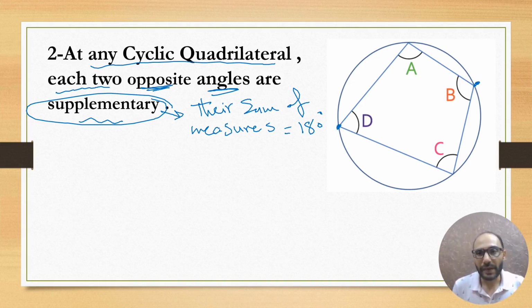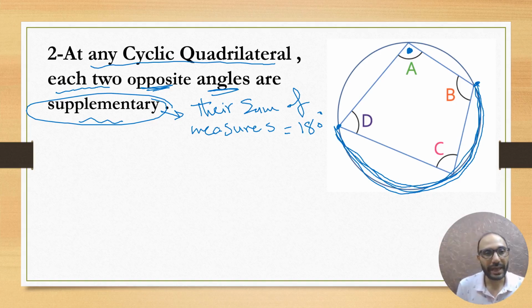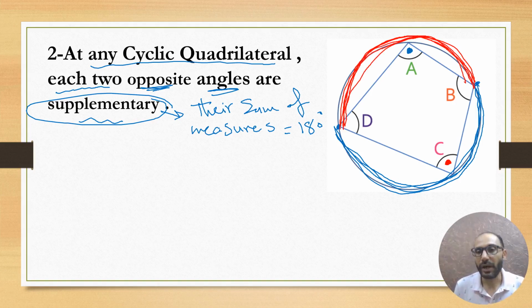Okay, from theorems that we studied about circles, you know that angle A here is called an inscribed angle. And the measure of any inscribed angle equals half of the measure of the opposite arc, this arc in blue. So measure of angle A equals half the measure of this blue arc. And also angle C is called an inscribed angle. So this angle also, its measure must be half of the opposite arc, which is this red one.